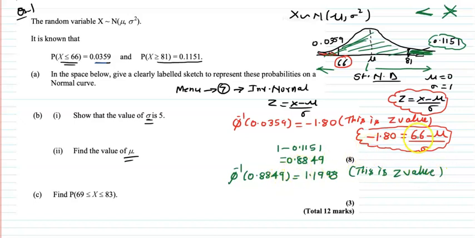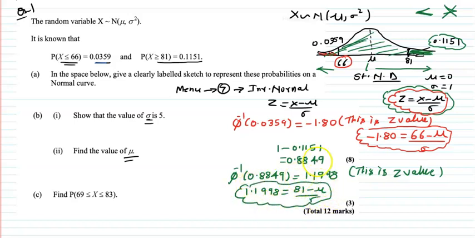So for the z value, again we can use this formula, z equal to x minus mu over sigma. Let's put that value here. It should be 1.1998 equal to 81 minus mu over sigma. So this is our second equation. This is the first equation, number 1, and this is the second equation, and we need to solve them simultaneously.